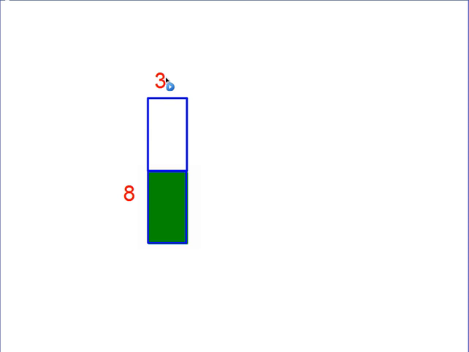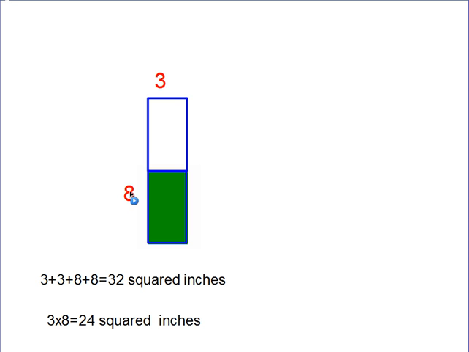Alright, I figured it out, and my perimeter is 3 plus 3 plus 8 plus 8, because all the way around it's 32 square inches. And that is a perimeter. Okay, now talk to your partner about what is the area of this rectangle. Okay, the area I received was 3 times 8 equals 24 square inches.